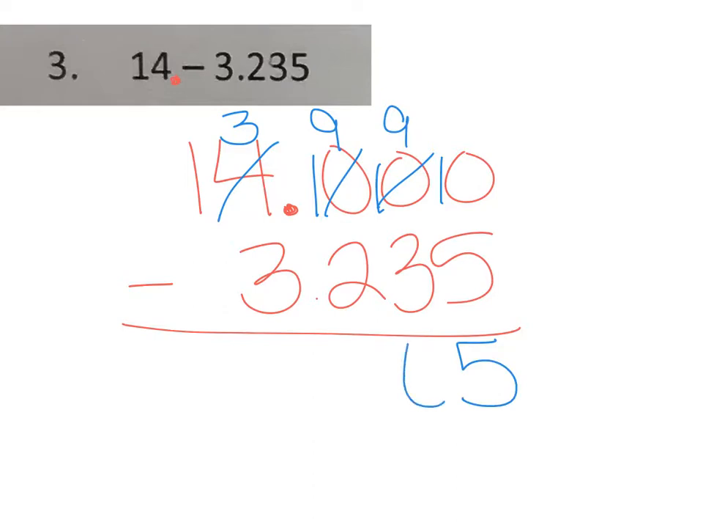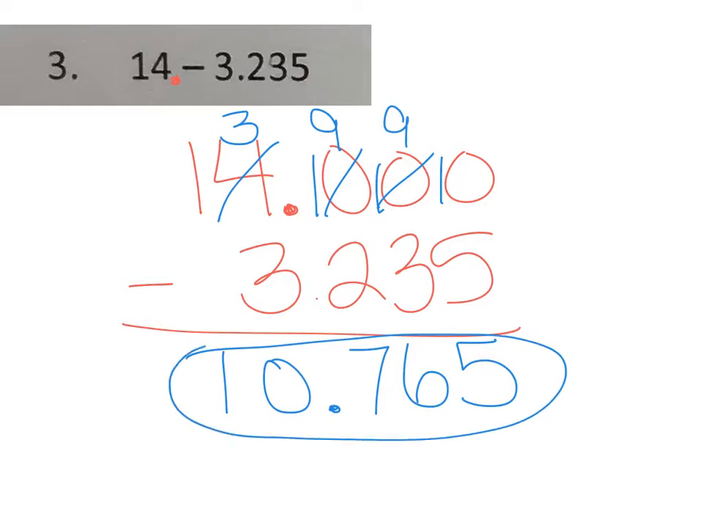9 minus 3 is 6. 9 minus 2 is 7. We're going to bring our decimal straight down. 3 minus 3 is 0. 1 minus 0 is 1. So our answer is 10 and 765 thousandths.